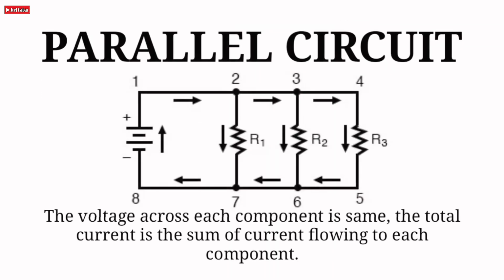In parallel, all components are connected across each other's leads. In a purely parallel circuit, there are never more than two sets of electrically common points, no matter how many components are connected. The voltage across each component is the same. The total current is the sum of the current flowing through each component.